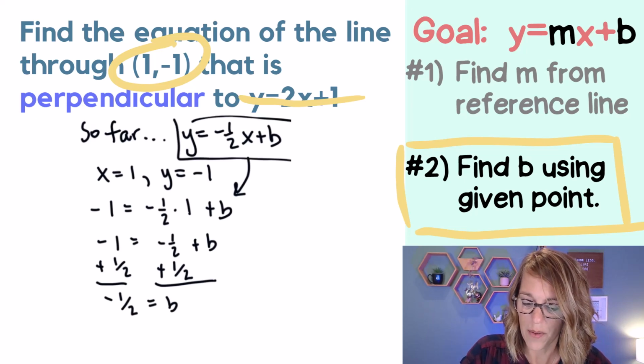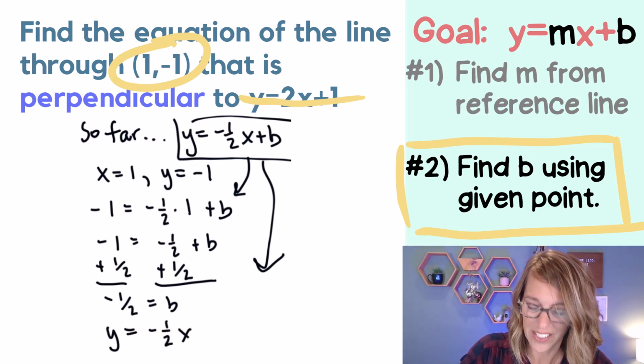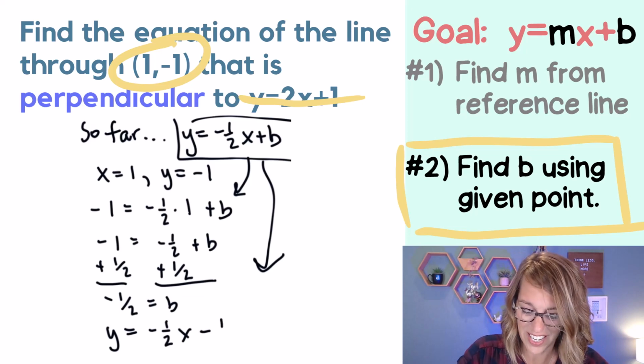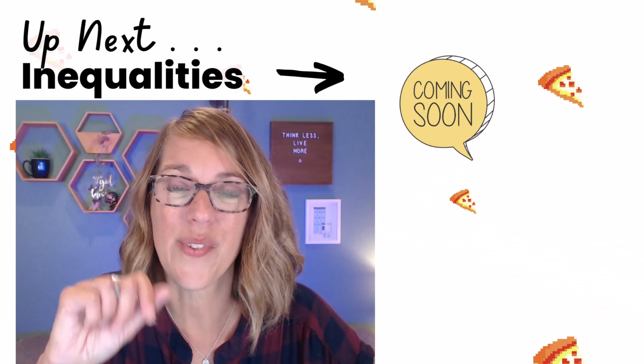And that means that from my equation, I get y is equal to negative 1/2 x plus b, which is negative 1/2. I'll bet you did so great.